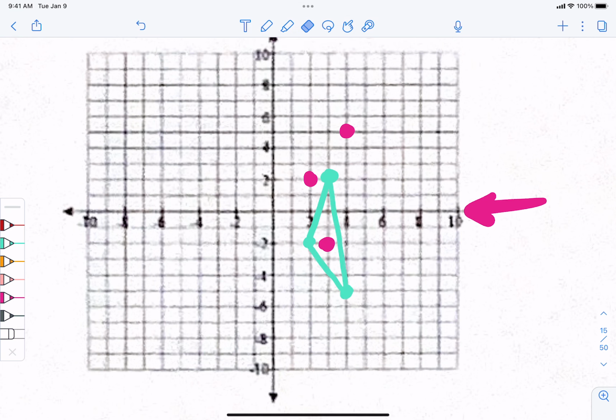Wait, what? Okay, that does make sense. So I take each point, and if it's 2 units above, I'm going to go to the same spot, but 2 units below the x-axis. 5 units above, 5 units below, and then I connect my dots, right? So it looks like this.